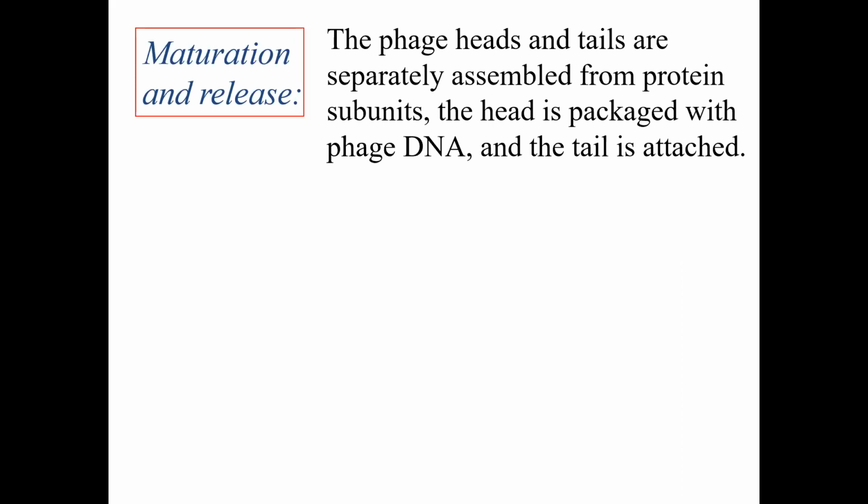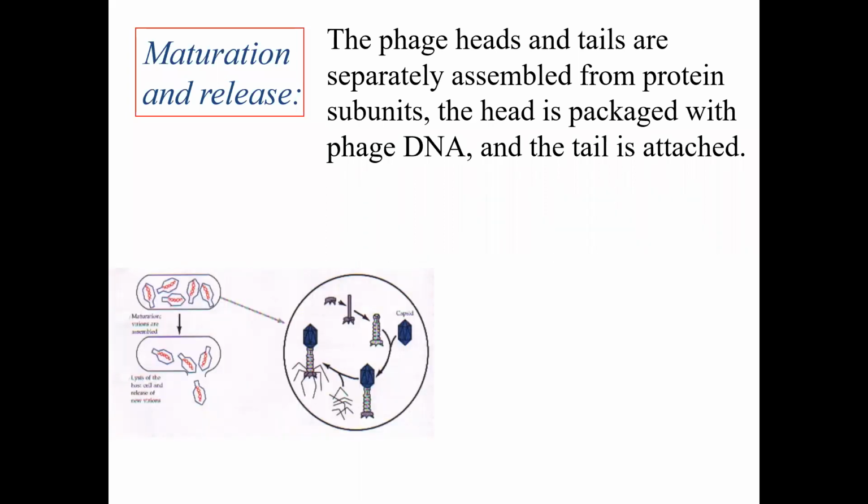During the maturation and release phase, the phage heads and tails are separately assembled from protein subunits, and then the head is packaged with phage DNA, and the tail is attached to create that structure, right? In this diagram, they're showing you how the assembly takes place. They start off as individual proteins. Then you have the tail and the capsid, and they attach to each other. The tail fibers attach to form a final bacteriophage particle in its mature state, which is then released.